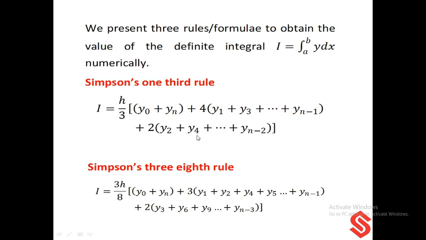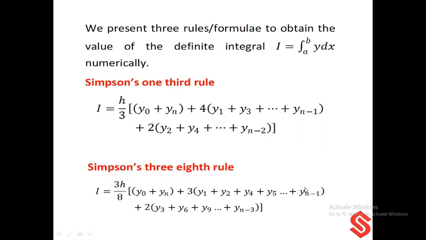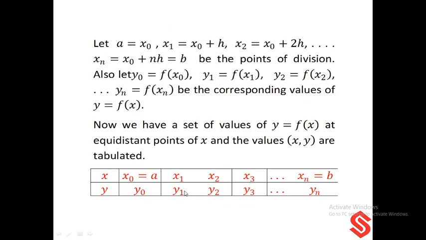plus yn minus 2)]. So you see in the formula, inside the square bracket we have the first small bracket, y naught plus yn. It is the sum of first and last ordinate. If you see the table, first ordinate is y naught, the last one is yn. Next, second term is 4 times of the sum of odd ordinates. You see the suffix 1, 3, next 5 up to yn minus 1. So 4 times of the sum of odd ordinates. So odd ordinates are y1, y3, y5, etc.